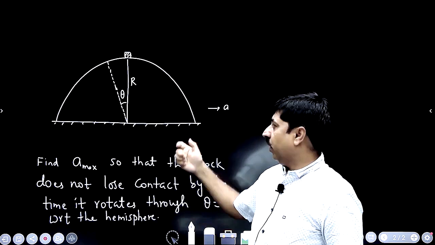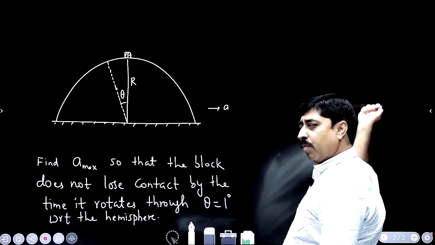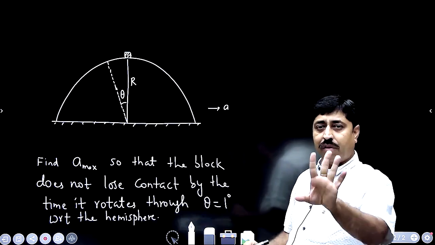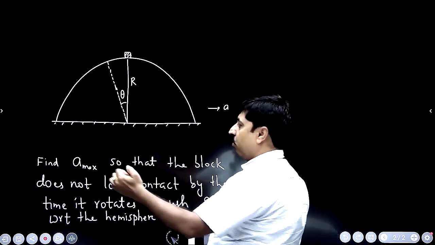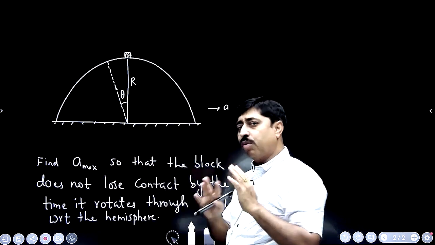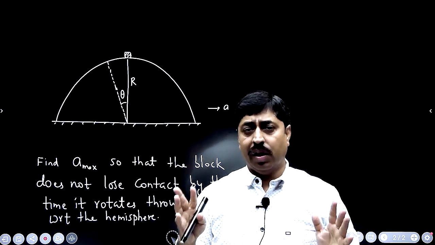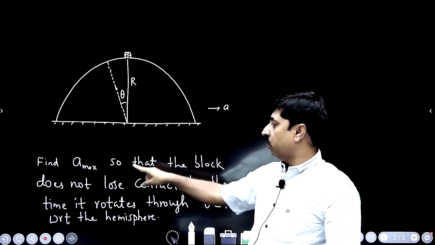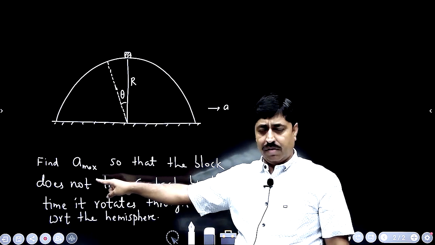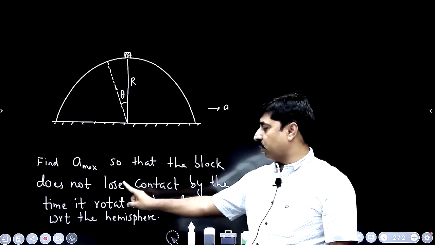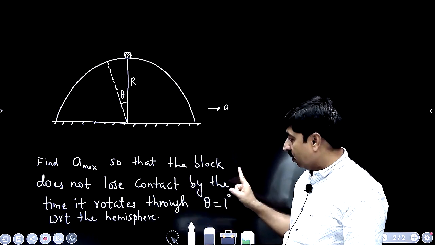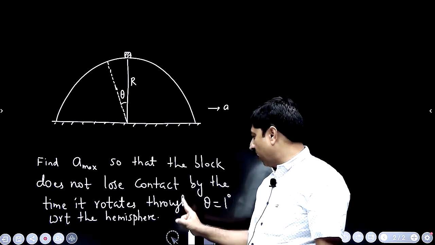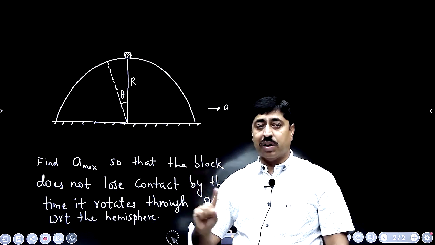Now we start moving this hemisphere with some horizontal acceleration a. a is constant. You start to push this hemisphere so that it begins to move at a constant horizontal acceleration a. Now the question says, what is the maximum value of acceleration, what is a max, so that the block does not lose contact by the time it rotates through an angle of 1 degree with respect to the hemisphere.